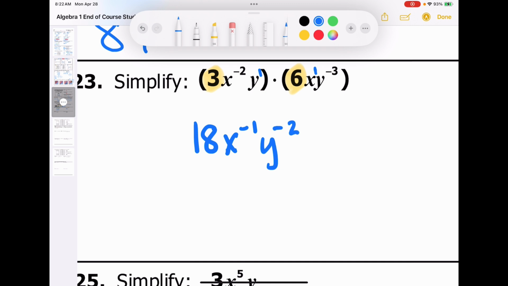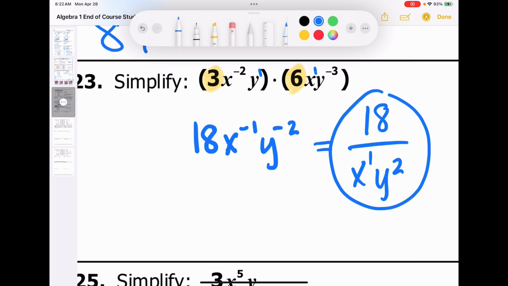Now here, I'm not done because we have negative exponents. So to make those exponents positive, I have to put them into the bottom of my fraction. And when I move them to the bottom, they become positive numbers. That's the whole reason we move them.